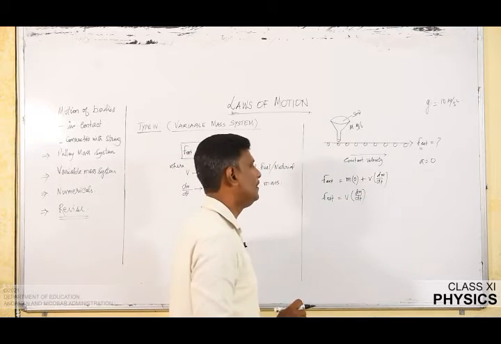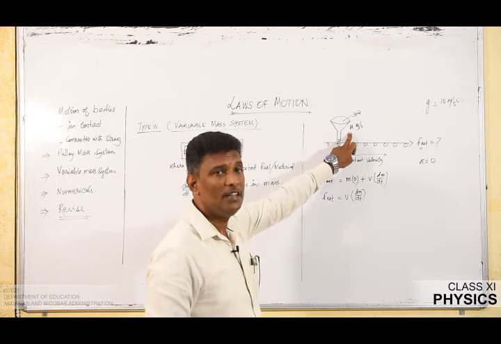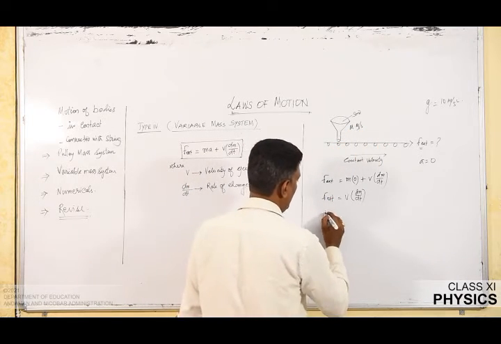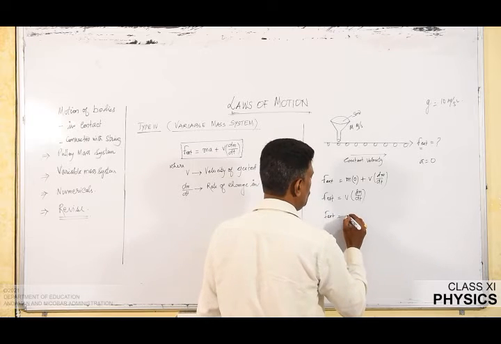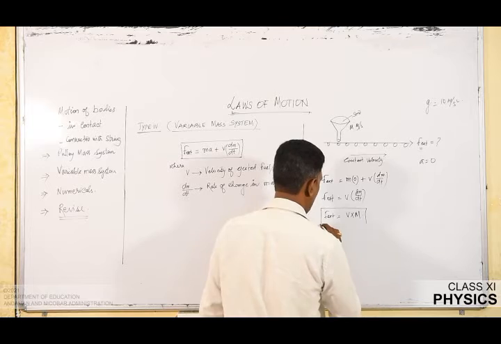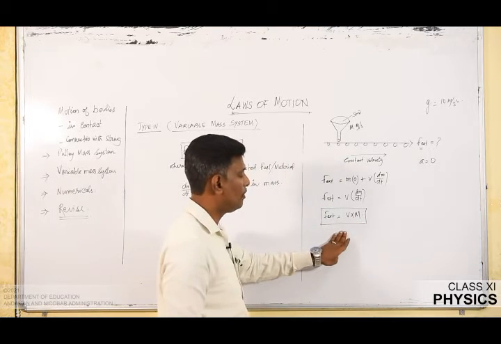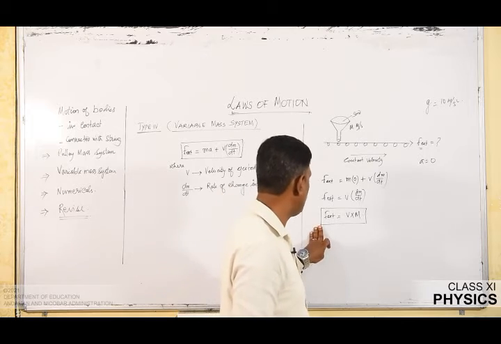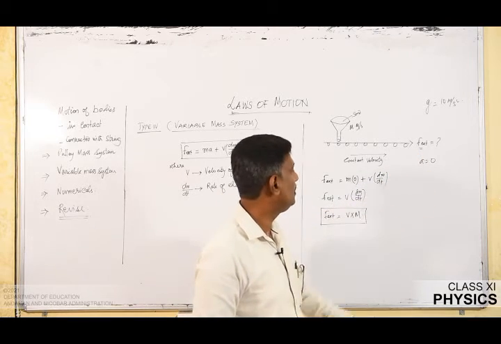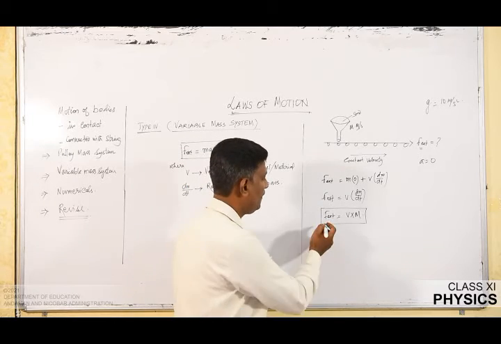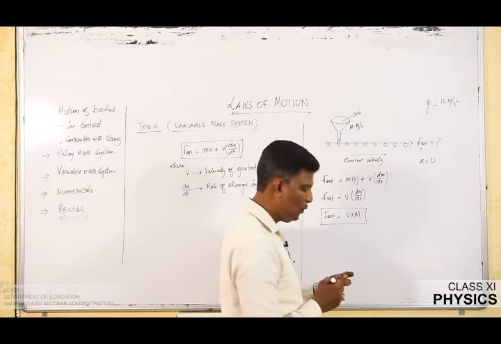But the rate of change in mass is given, that is m kg per second. So, we can write F external is equal to V into m. This is the formula by which we can calculate the external force which has to be given so that the conveyor belt is moving at constant velocity. So, F external is equal to V into m.